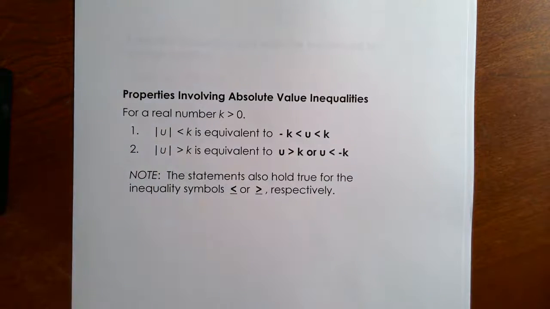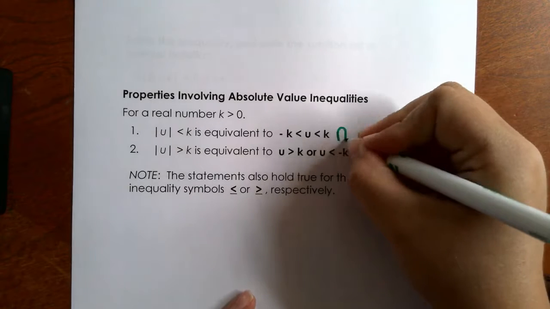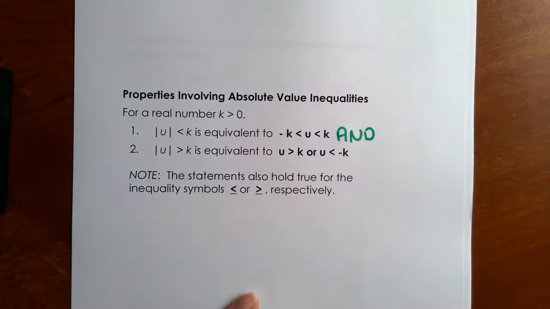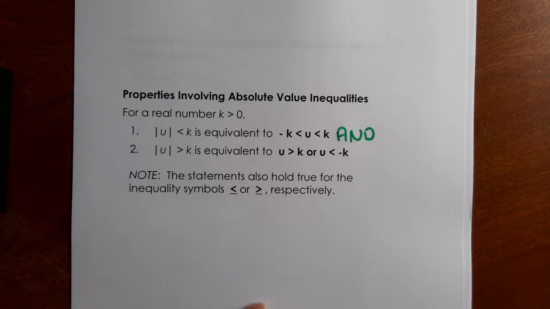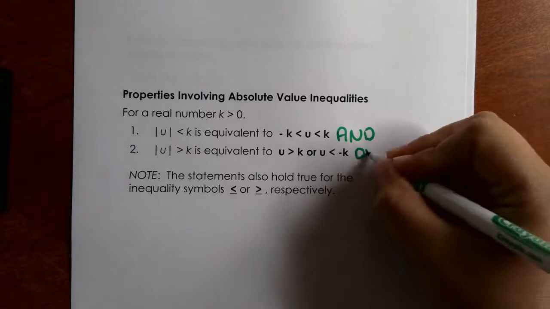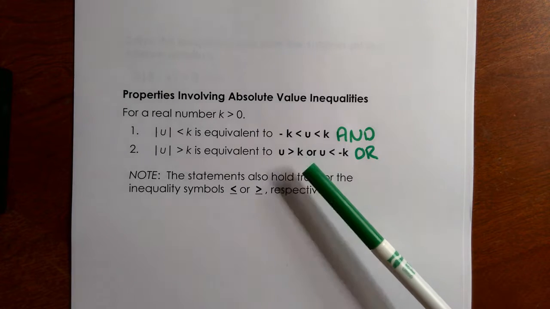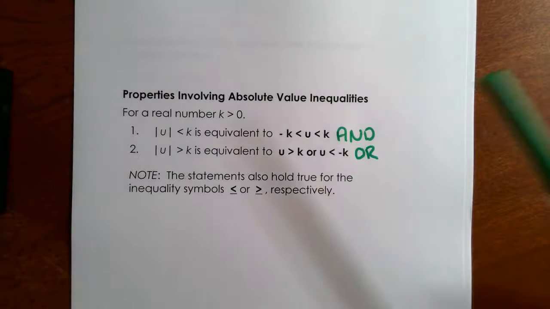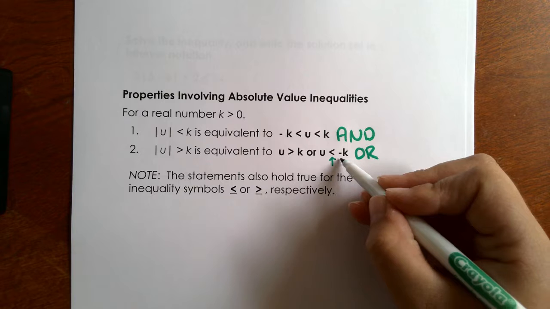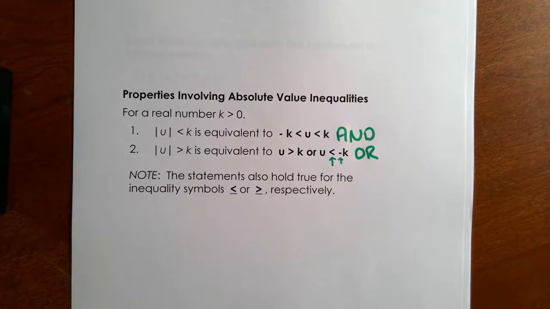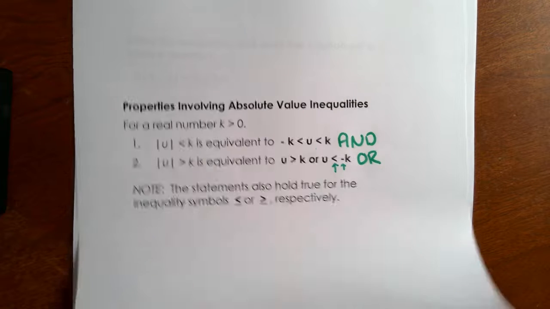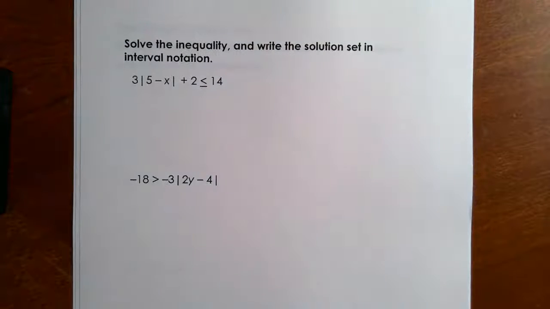That tells me that this is going to be an and situation. A less than with an absolute value is an and. A greater than is going to be your or. U is greater than k, or u is less than negative k. Notice that flipped the inequality and made a negative. And this is also true for less than or equal to and greater than or equal to. So if I have this inequality, I'm going to start off by saying, okay, well I have a less than or equal to, and according to those rules I just looked at, this is an and.